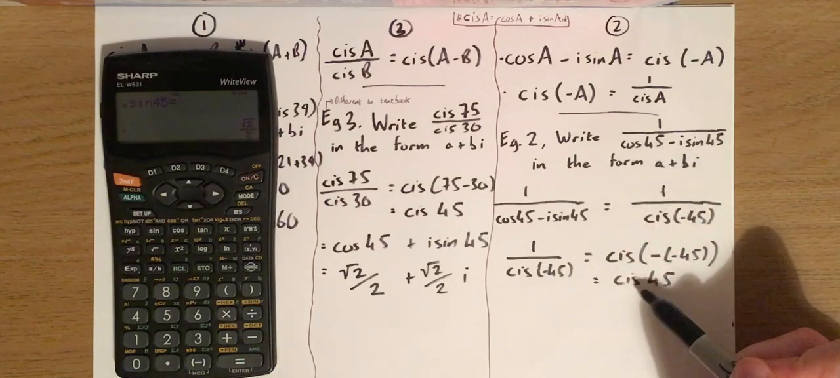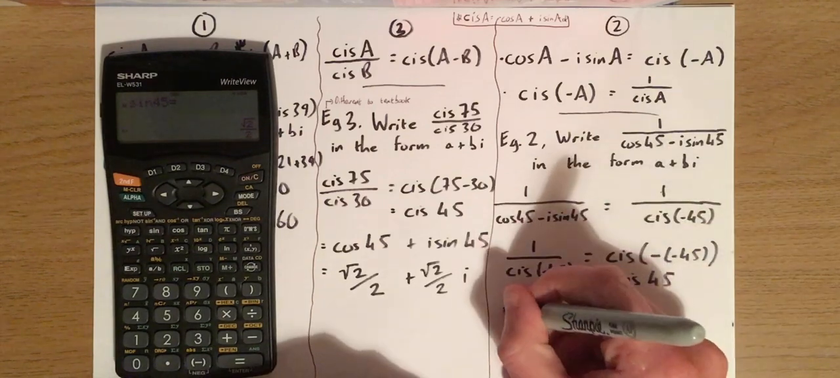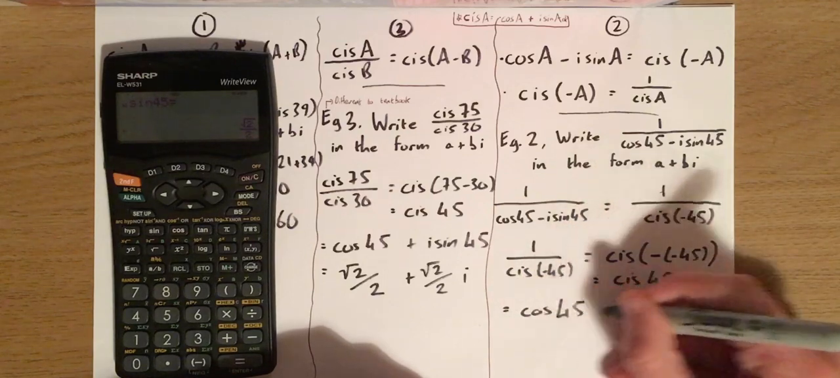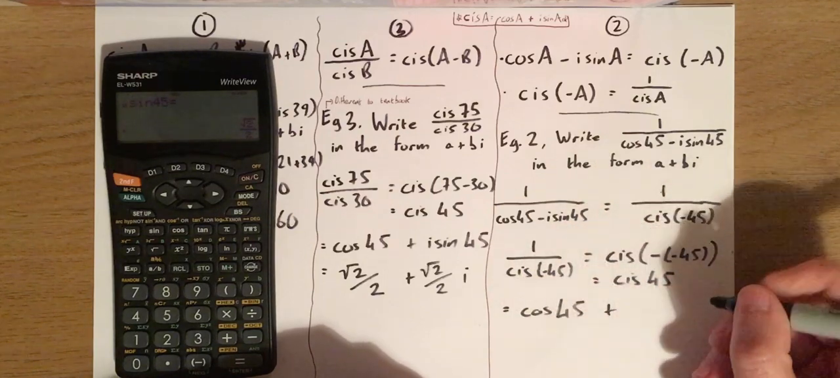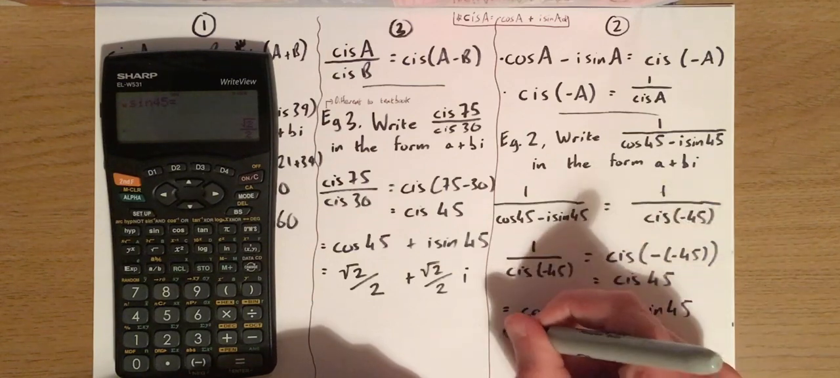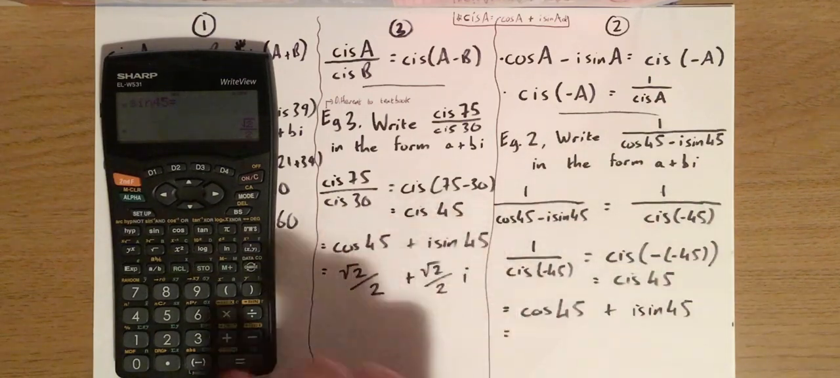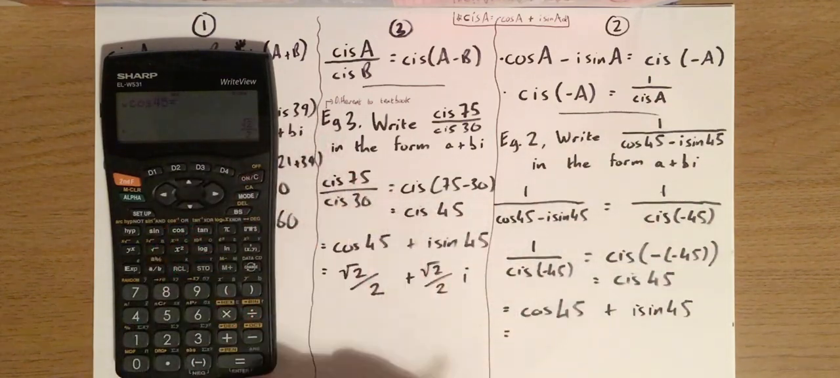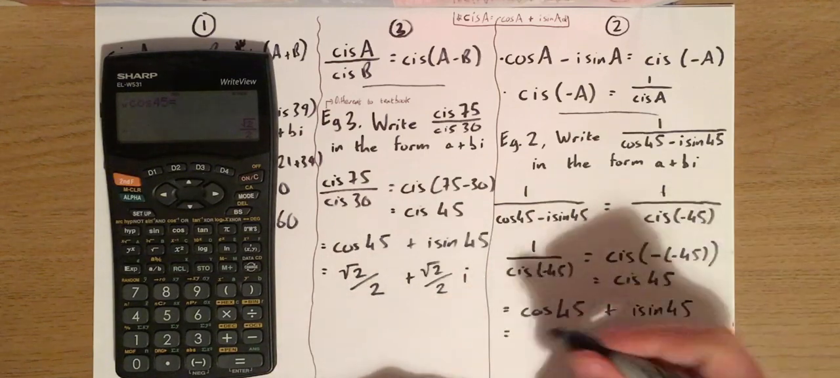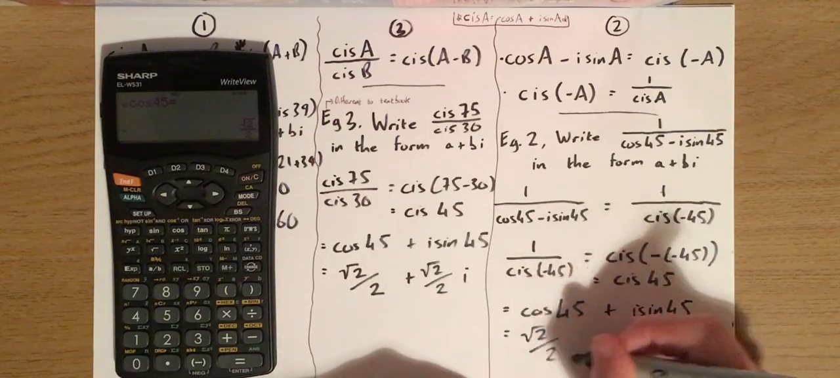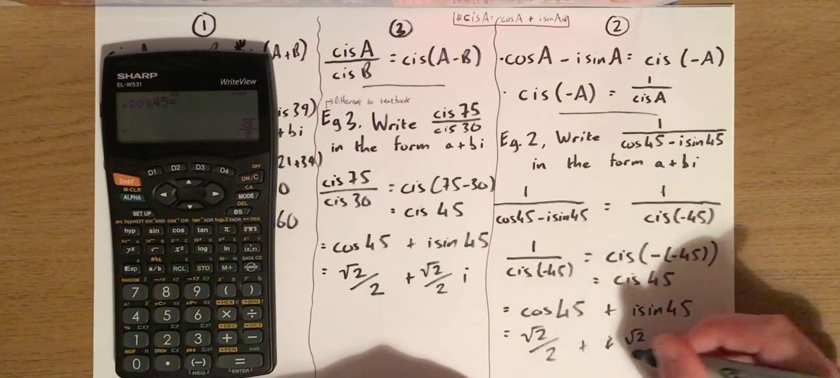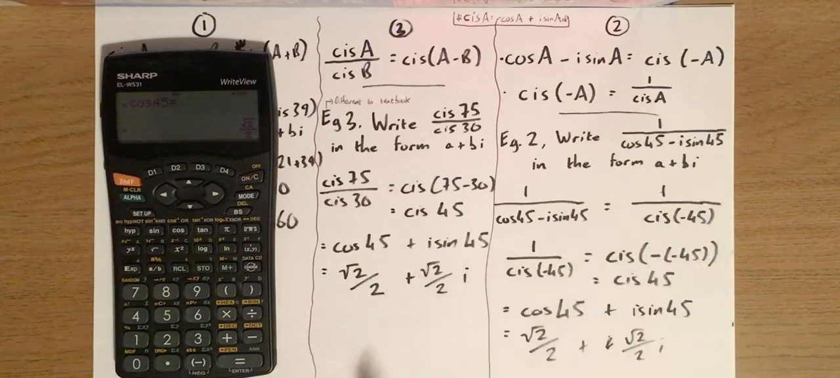So to go from polar into rectangular form, you write your cis out in full. So that is the cos of 45 plus i sine 45. The cos of 45 is, it's this one again, root 2 over 2, plus, i sine 45 is root 2 over 2.